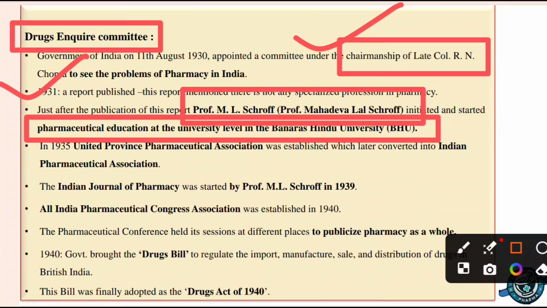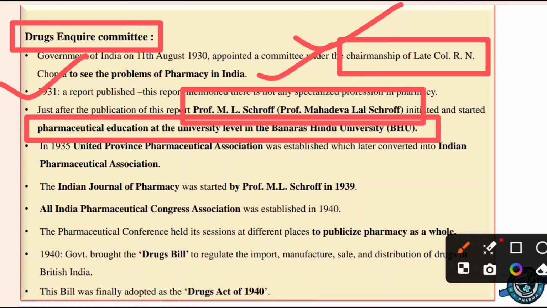After facing so many problems, listen carefully to what I am telling, because in your exam paper a short note will arise regarding the Drugs Inquiry Committee. Short note on Drugs Inquiry Committee. The government of India appointed a committee under the chairmanship of the late Colonel R.N. Chopra on 11th August 1913. What is the name of this committee? The name of the committee is the Drugs Inquiry Committee. What is the main purpose of this committee? The main purpose of this committee was to look into the problems of pharmacy in India.